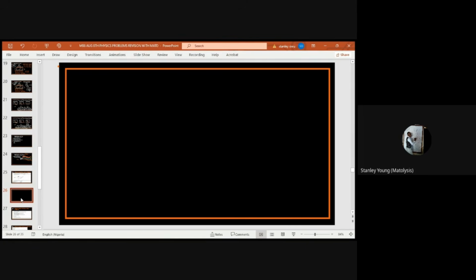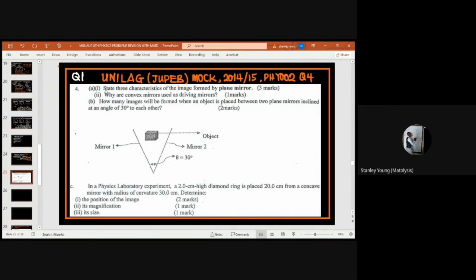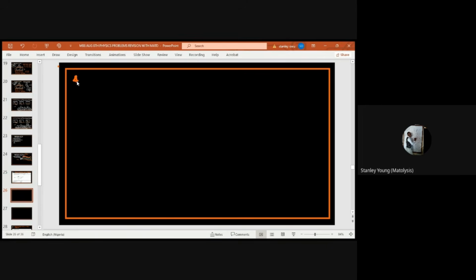Let me press space. Hold on. So let's look at that again. A part of the question is asking for the characteristics of image formed by a plane mirror. What are the characteristics?